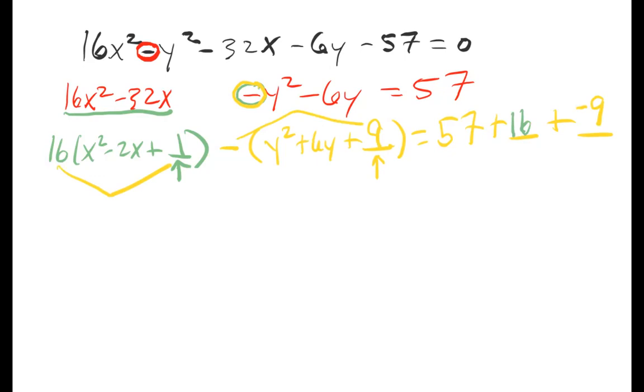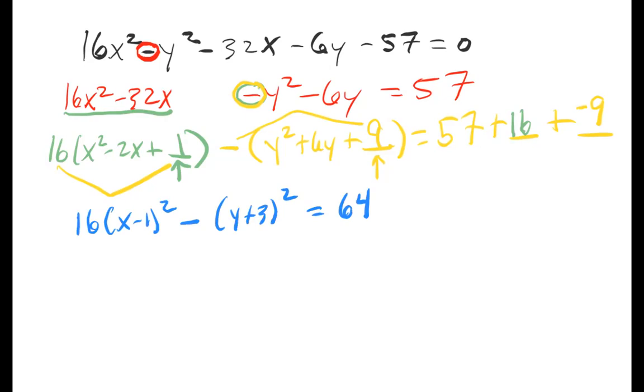But then I believe the hard part is over. That was the tough part. That was a tough step. Because after that, this becomes 16 times (x minus 1) squared, minus (y plus 3) squared, equals 64. Is that a nice number? Yeah, because that's a perfect square, so that's going to work out pretty nice. Even if it wasn't, it's going to be pretty nice.